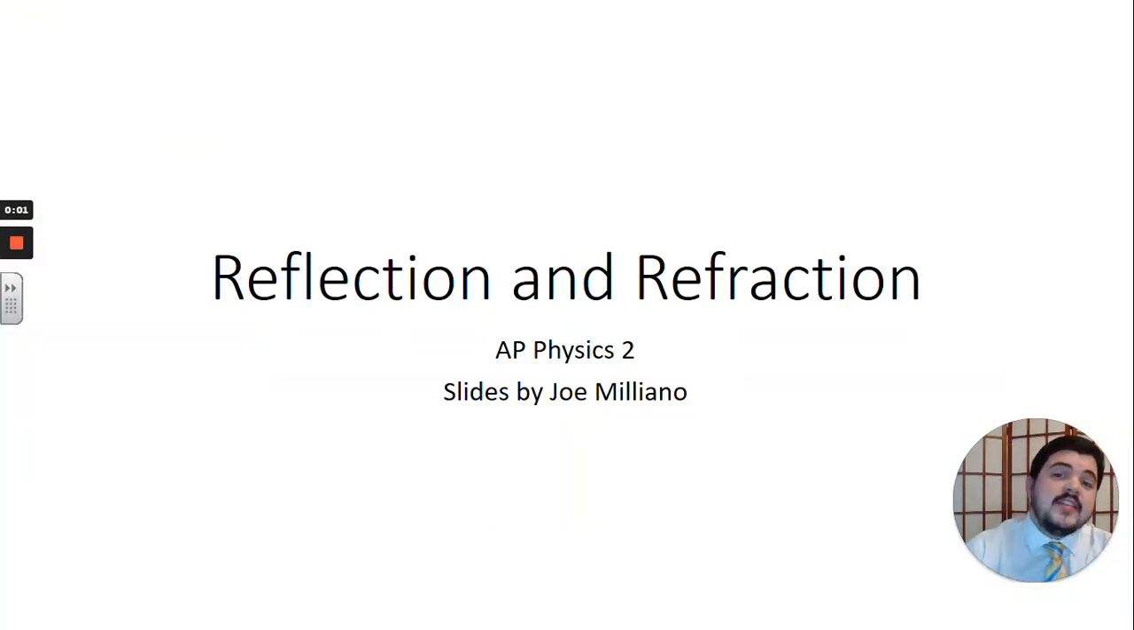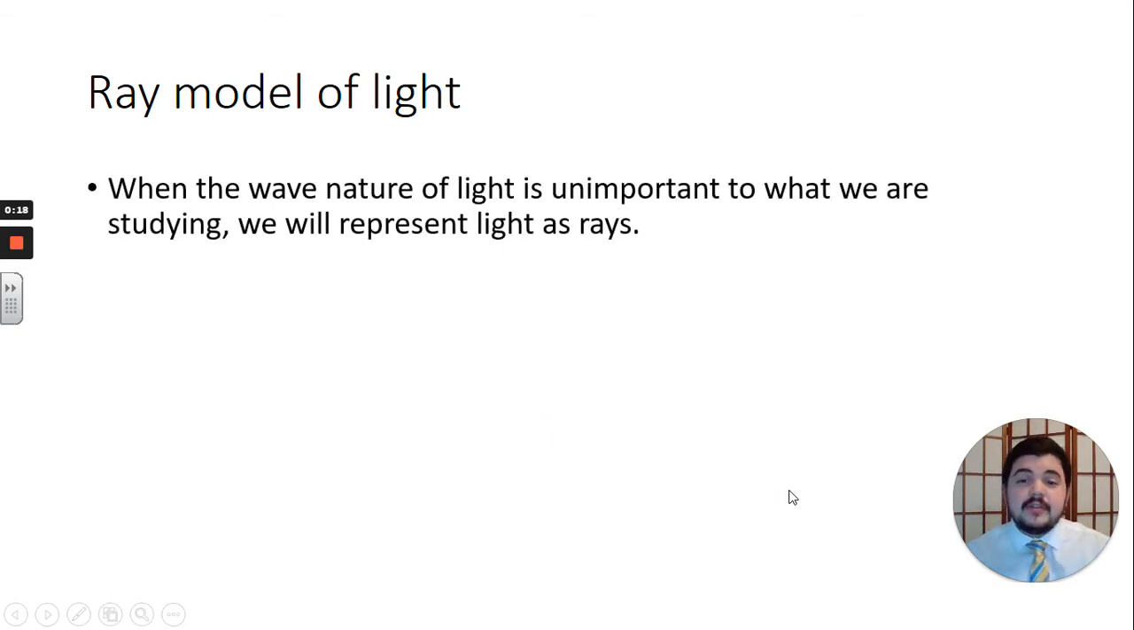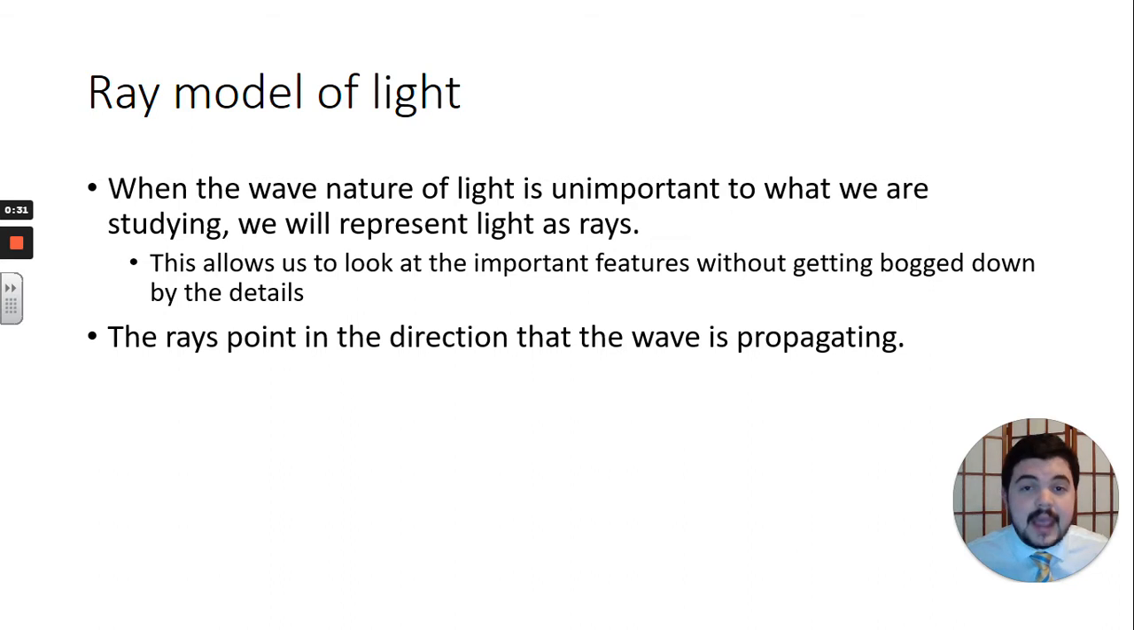Hey folks, in this video we are going to be talking about reflection and refraction. So first we need to talk about the ray model of light. We've been talking about light as an electromagnetic wave, which is what it is, but sometimes that carries too much information. So when the wave nature of light is unimportant to what we are studying, we will often represent light as rays. This will allow us to look at the important features without getting bogged down by the details. And we can always translate back to the wave picture when needed.